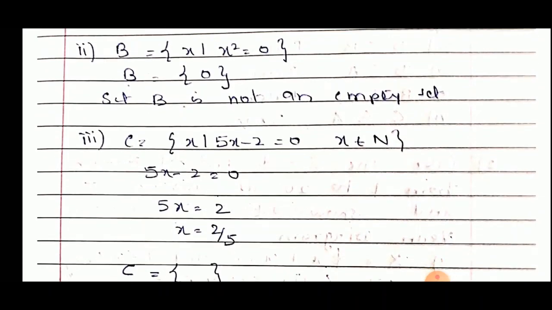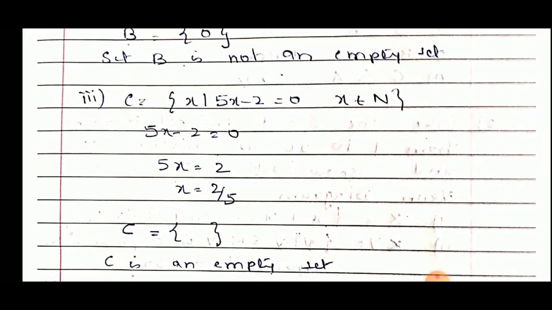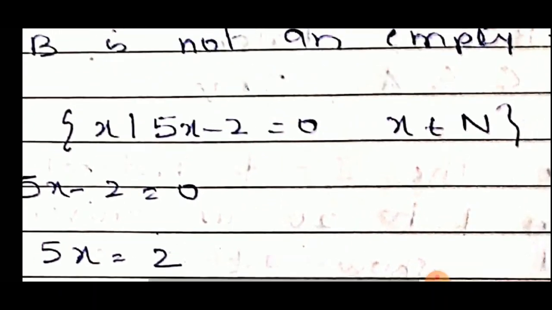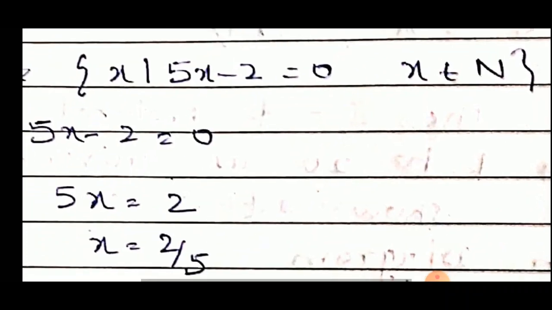Then C is the set of all x such that 5x minus 2 is equal to 0, x belongs to N. So 5x minus 2 is equal to 0, x is equal to 2 upon 5. But what is the given condition here, that x is a natural number. So again this set will be an empty set. So C is empty.